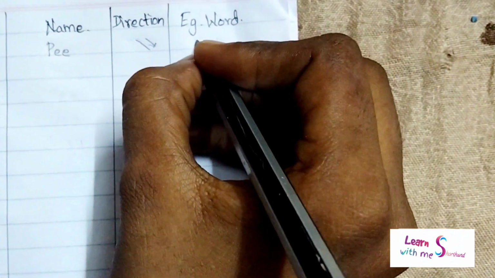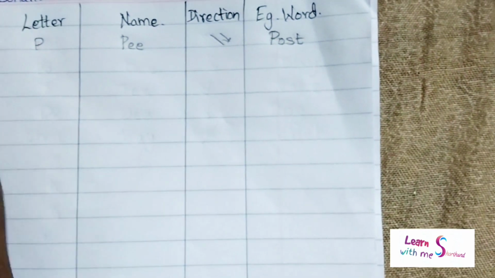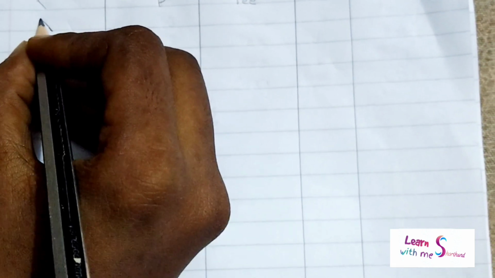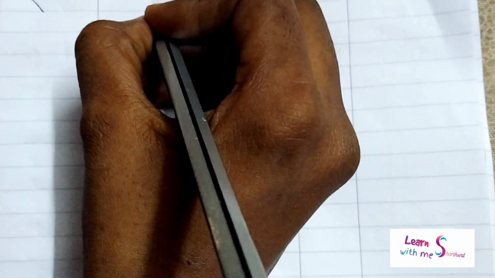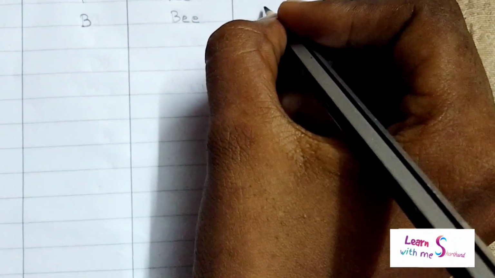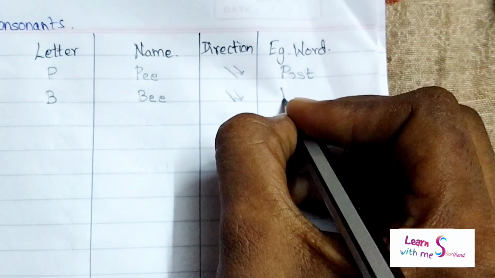Example word for P is post. Next consonant is B. This is a darker stroke. The letter is B and we should pronounce it as B. The direction is same as P, but it is a little bit darker. Example word for B is boast.